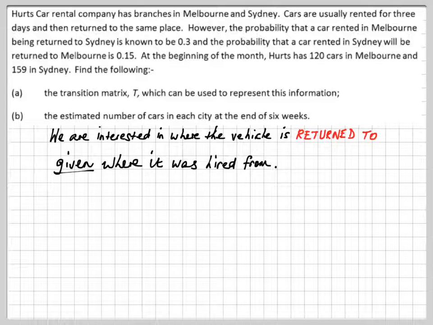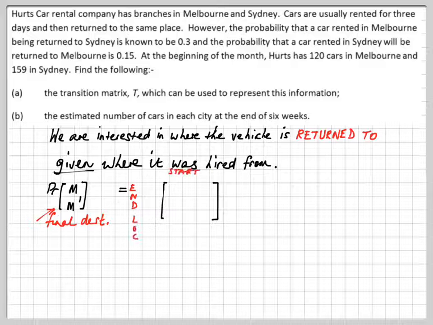Okay. So, let's say we've got Melbourne and not Melbourne, because that's what I'm more used to with probabilities. We could have said just Melbourne and Sydney, but I feel more comfortable with Melbourne and not Melbourne. Do you agree with that? All right. That's the final destination. Yeah, and that will equal my transition matrix.